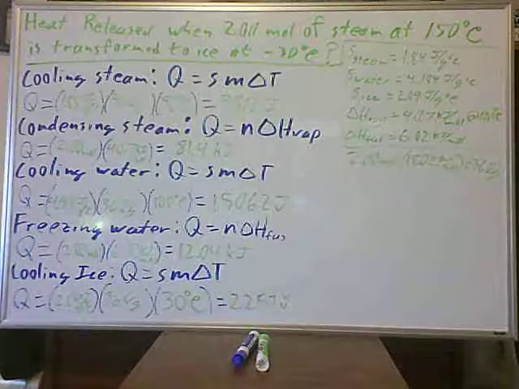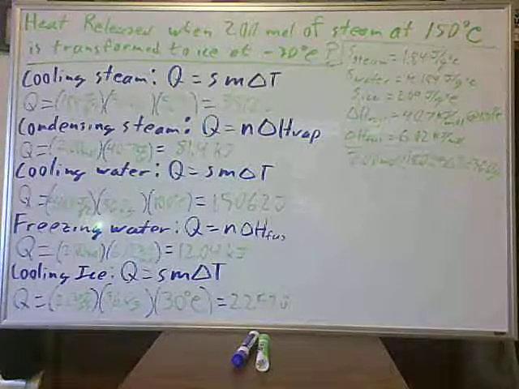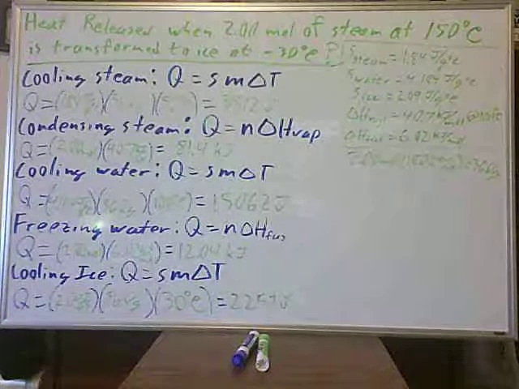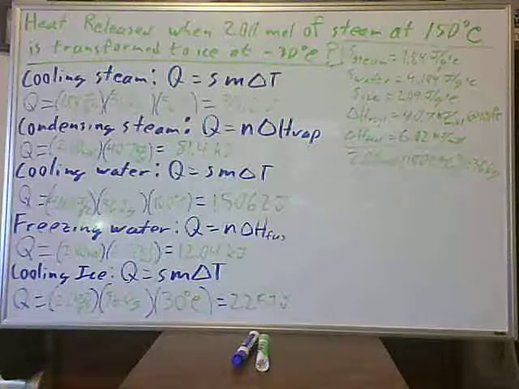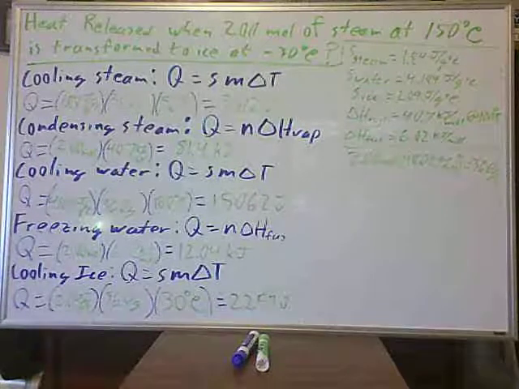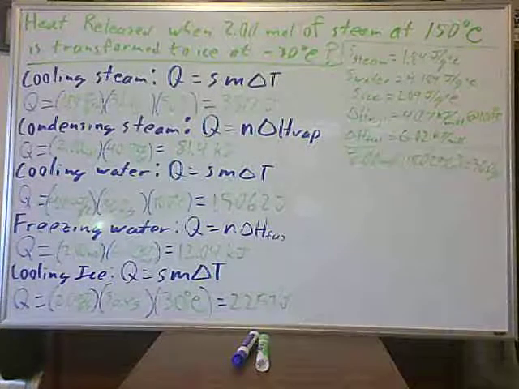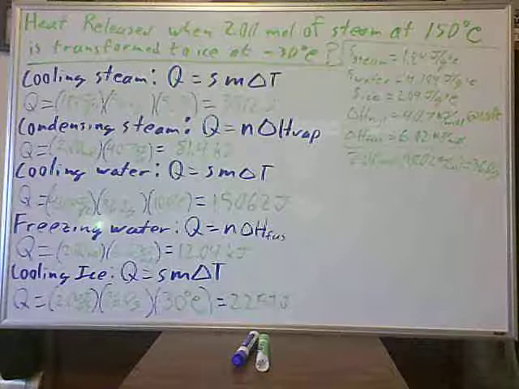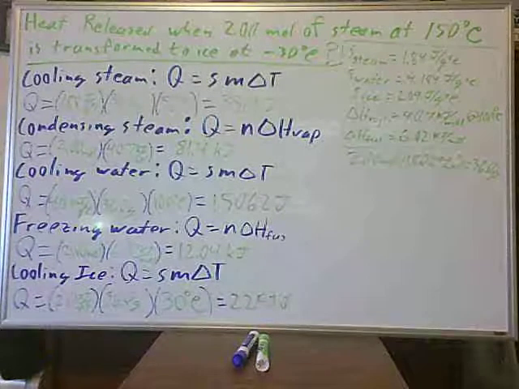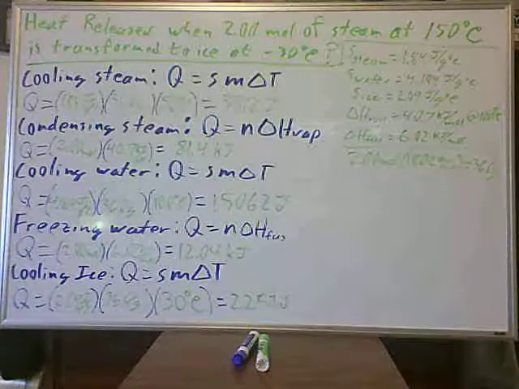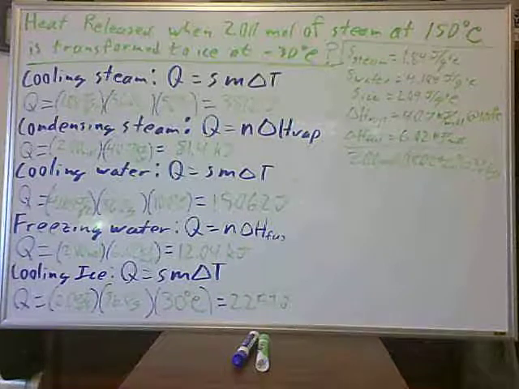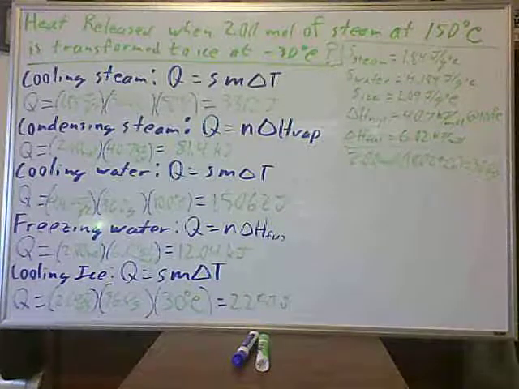First we have the cooling of the steam down to 100 degrees. Then we have the conversion of steam into water. Then we have cooling of water down to 0 degrees Celsius. Then we freeze the water, and then we cool the ice down to minus 30 degrees. So this is a 5-step process.